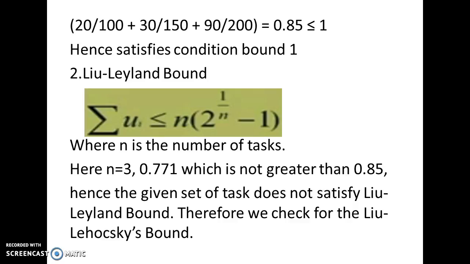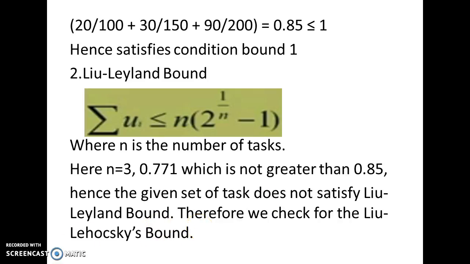So we are going to check for the second condition called the Liu-Leland bound. The Liu-Leland bound condition says like this, where n into 2 to the power 1 by n minus 1 should be greater than or equal to the utilization of the set of tasks, where n is the number of tasks in our set of tasks, right? So in our example, n, the number of tasks here, is going to be 3. By applying this value into the Liu-Leland bound, the obtained value is 0.771, which is not greater than the utilization value 0.85. Hence, the given set of tasks does not satisfy the Liu-Leland bound.